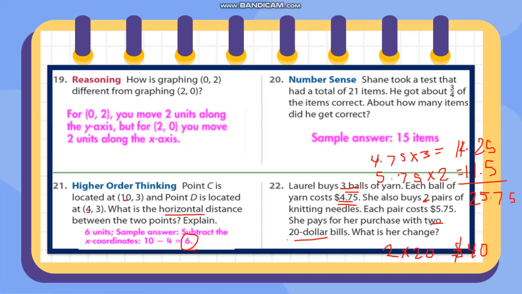So what is her change? We simply subtract $25.75 from $40. From $40, we need to subtract the total amount of money that she needs to pay, which is equivalent to 25.75. So the answer is equivalent to $14.25.